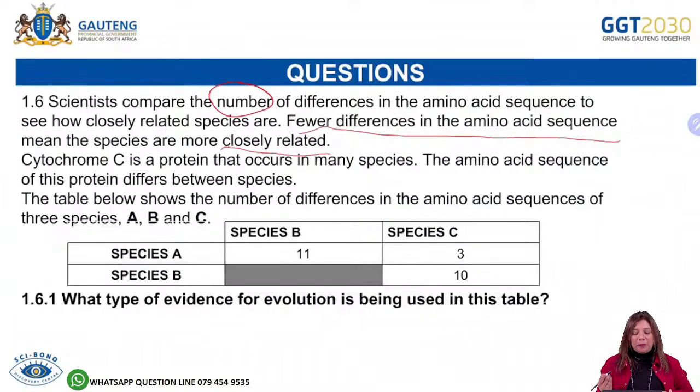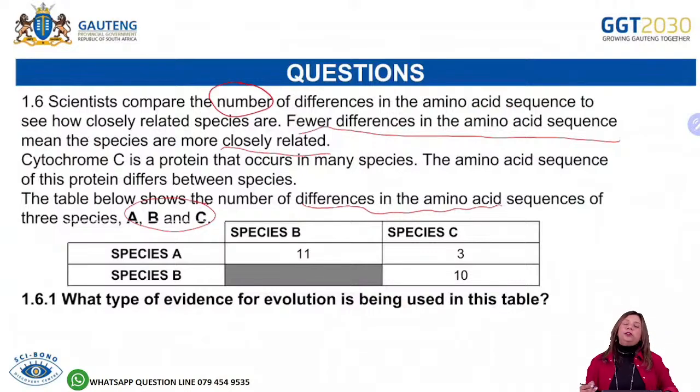Cytochrome C is a protein that occurs in many species. The amino acid of this protein differs between species. The table below shows the number of the sequence of the differences in the amino acids. So this is differences in the amino acid sequences of 3 types of species, A, B, and C.